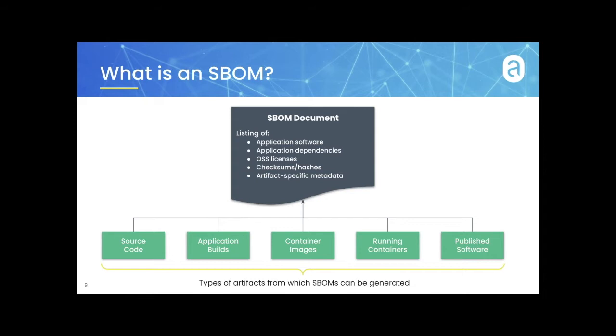Open source licenses, which is something that came up as a prevalent use case for SBOMs in the poll. Checksums and hashes of all these elements so that you can really dig in deep and figure out exactly what these artifacts are made of and how they're composed. And finally, there's artifact-specific metadata, and Alex is going to talk a little bit more about that in his section.